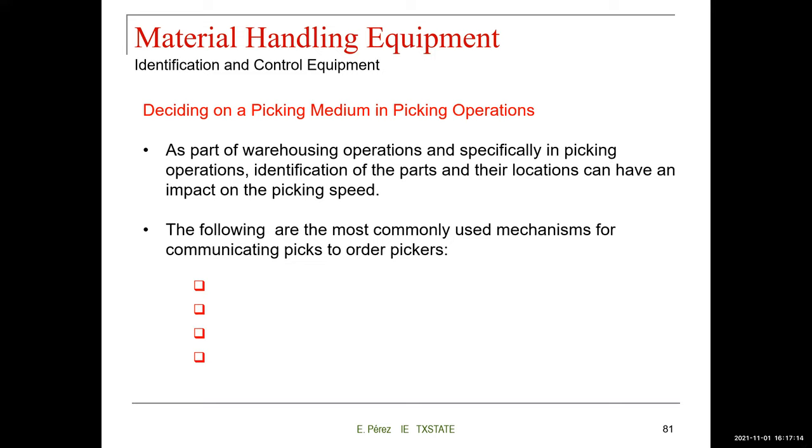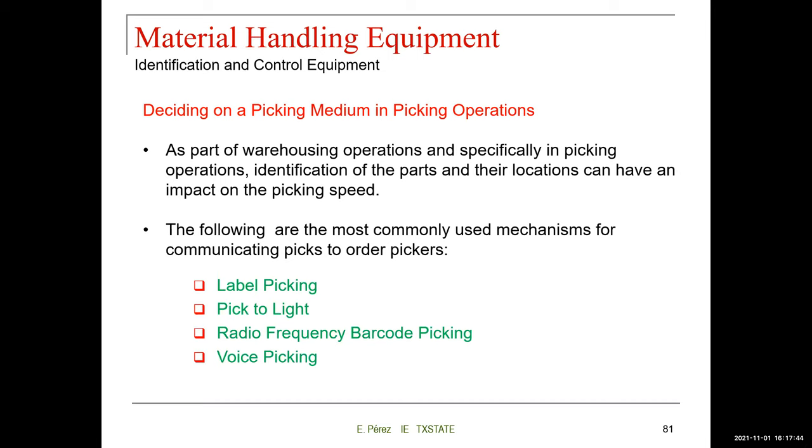So in the picking operation, identification of parts and their location can have an impact on the picking speed. You want to make sure that you use the time wisely by picking in the right order, so you can create these orders in an accurate way and in the least time possible. The following are the most commonly used mechanisms for communicating picks to order pickers. You have label picking, pick to light, radio frequency barcode picking, or voice picking. So you will search for products. For example, if you have different colors for each hallway, you know, okay, go to green, go to red, go to yellow hallway, and you will find the product in that hallway, and so on.